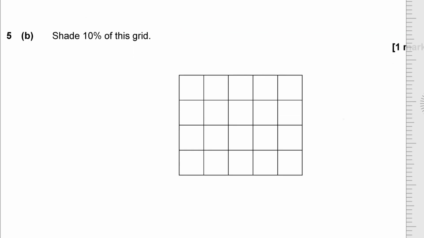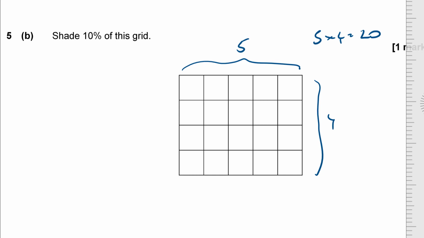Okay, now this next one, 5b, shade 10% of this grid. Now I've got 5 squares in this direction and 4 in this direction, and 5 times 4 is 20. So 10% of 20 is 2, isn't it? So if I can shade 2 of the squares, I'll be shading 10% of it. So if I shade those 2 there, for instance, that would be 10%.